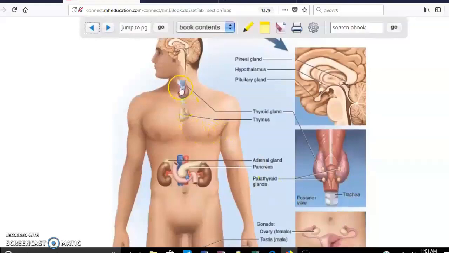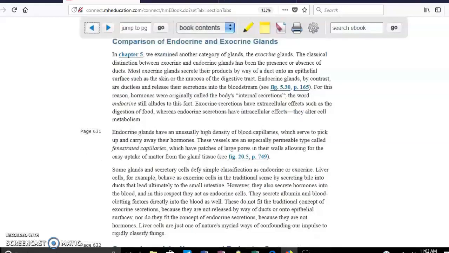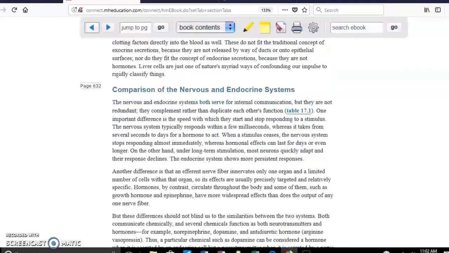We have, for example, the thyroid gland, the thymus, pancreas, ovaries, testicles. You have the diencephalon and the pituitary gland. We keep scrolling down, we can see the comparison between endocrine and exocrine. Exocrine glands secrete the contents that they produce to the exterior using a tube or a duct, and the endocrine system, the contents that they produce, they release it to the blood.